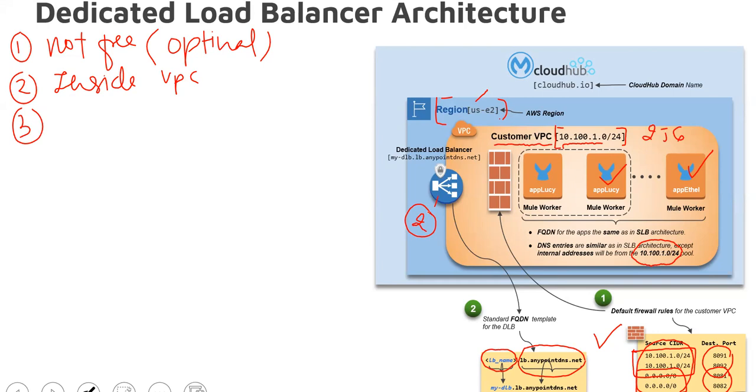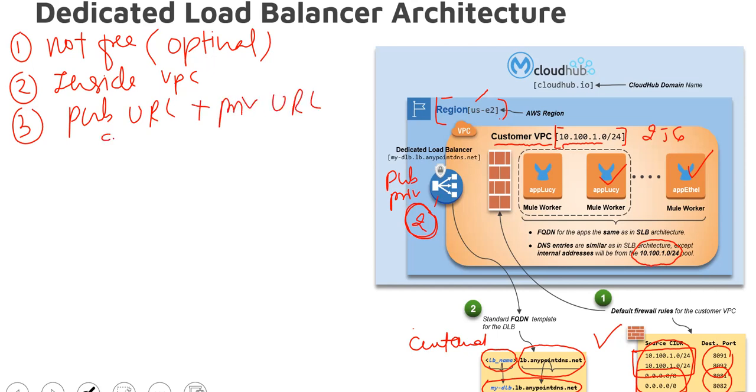Since it is deployed on two workers, this also gets a public URL and a private URL. The public URL looks like this. You can see it on my screen. And for the private URL, you just need to prefix internal in front. Internal hyphen LB name dot lb dot anypointdns.net. I will show you that in point number three. Third point, you'll get a public URL plus a private URL. And this will be deployed on two workers.